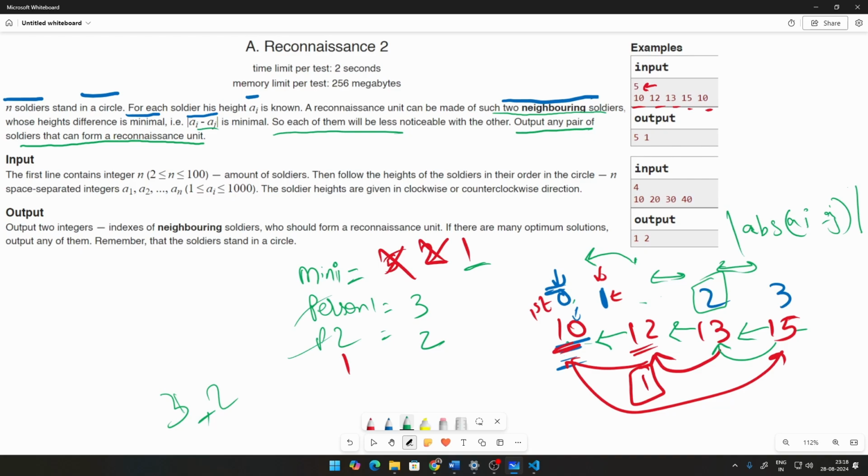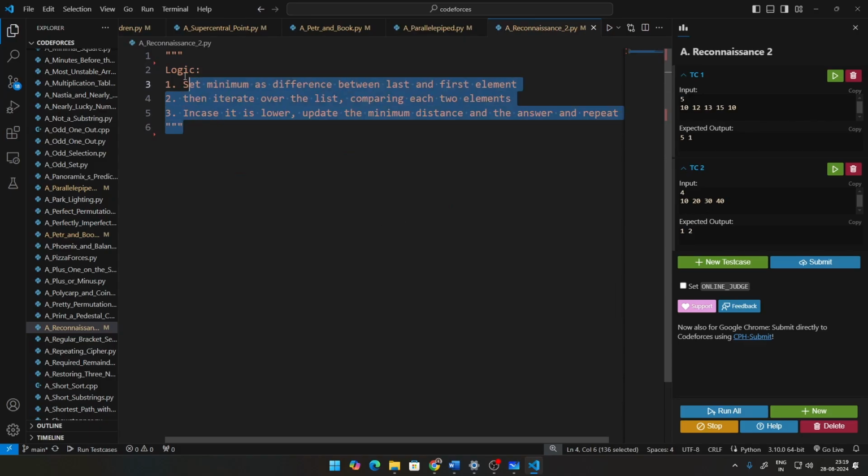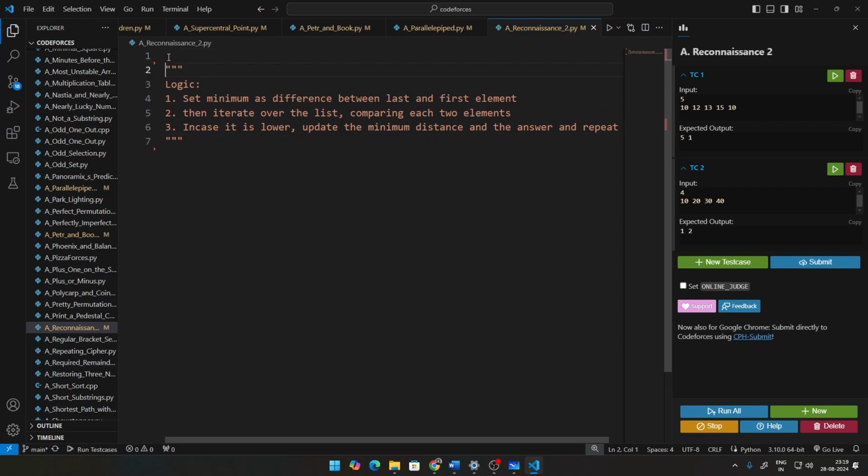Let's go ahead and see how we'll do this in code. If you're able to understand, do this yourself. If not, stick around for the code. So I've gone ahead and typed our logic for this. Whatever I explained just now, I've just put that into words. So if you want to refer to this, you can do so. All of this code is in the GitHub.